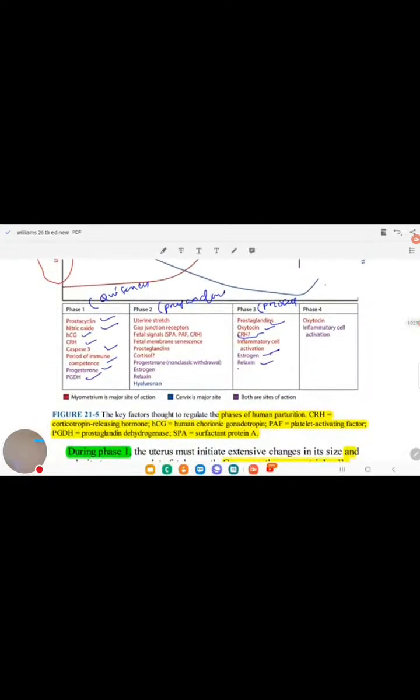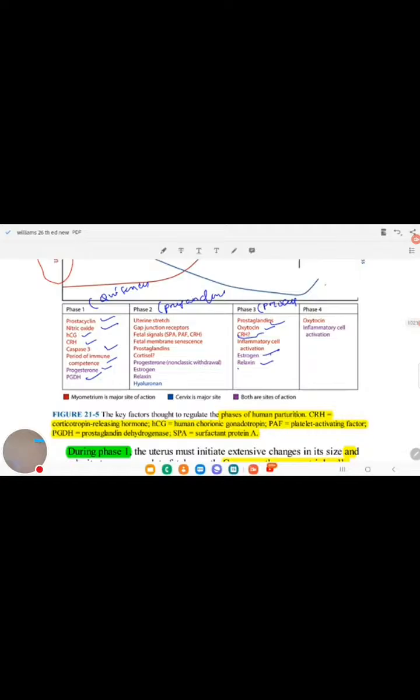In phase 1, these are the key factors that regulate the process of each phase of maturation. In phase 1, the things that protect and maintain uterine quiescence are prostacyclin, nitric oxide, HCG, corticotropin releasing hormone, caspase 3, period of immunocompetence, progesterone, and prostaglandin dehydrogenase that metabolizes the prostaglandins I2, F2 alpha, and E2.